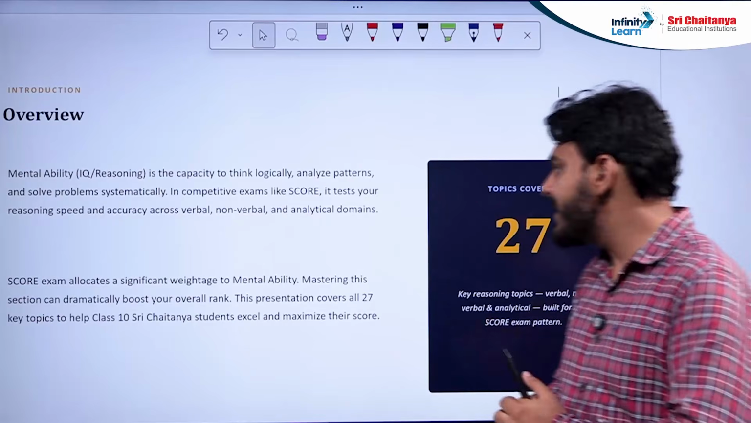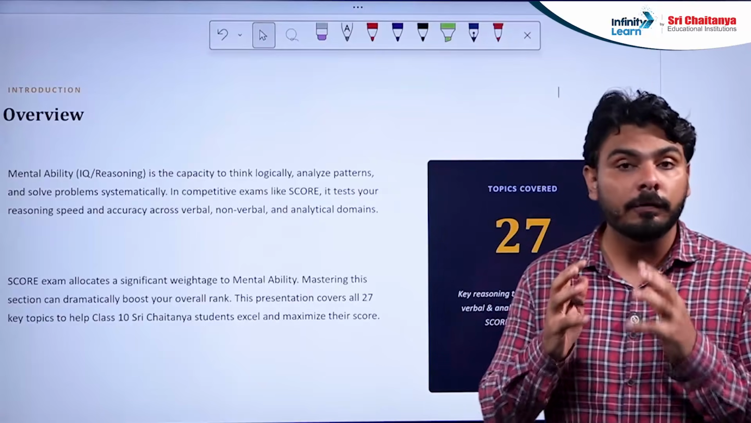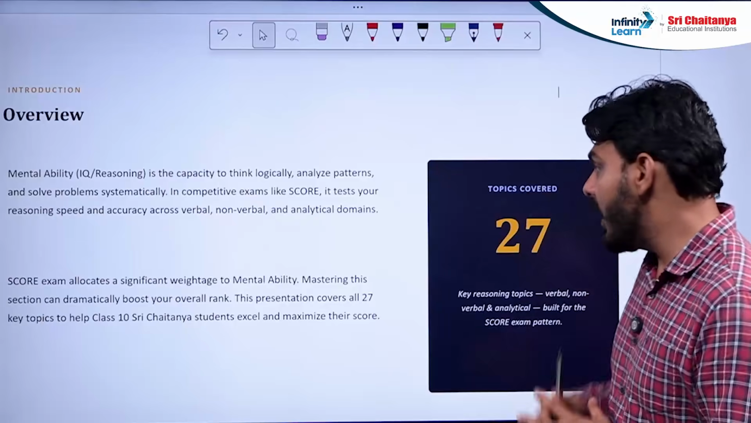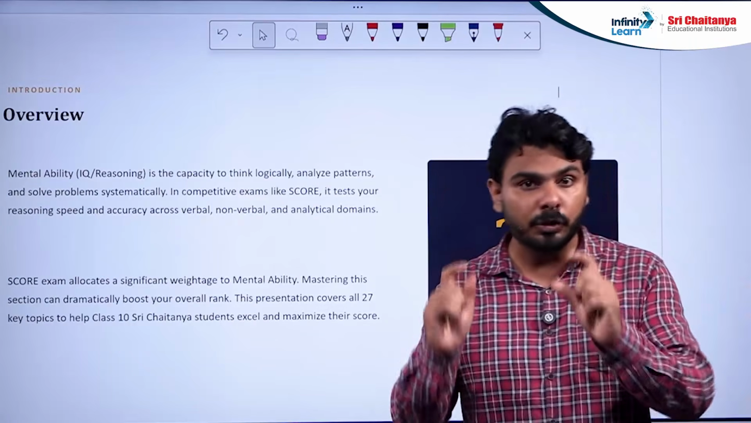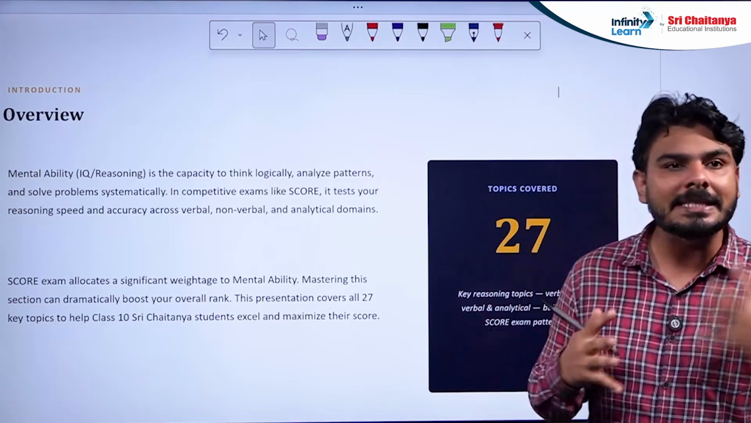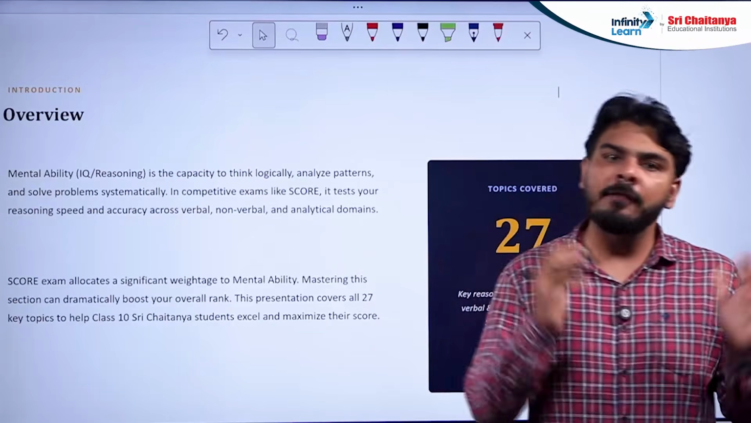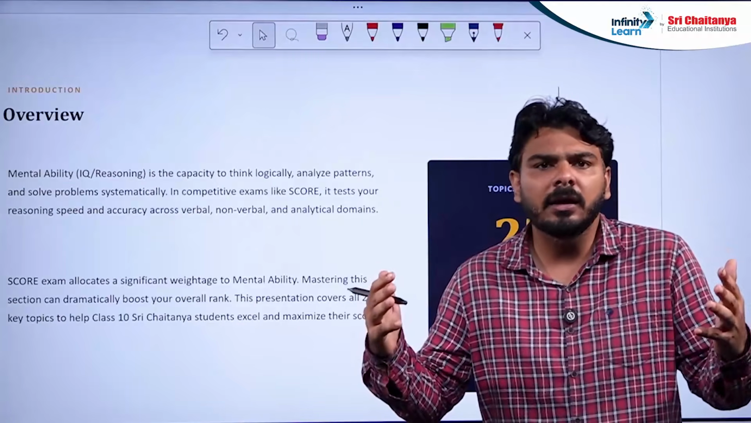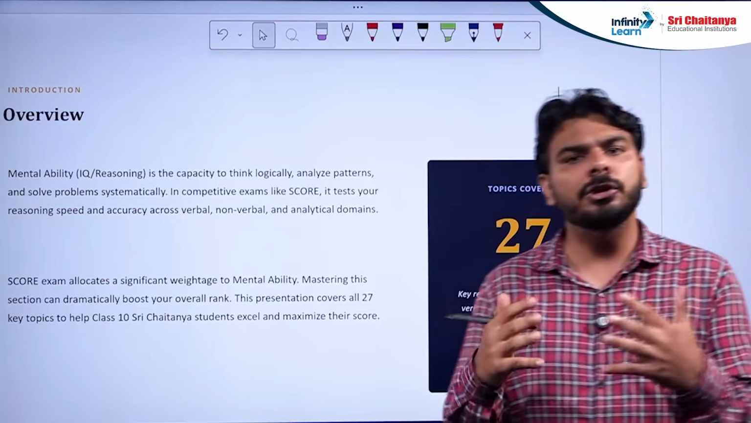The score exam allocates a significant weightage to mental ability. I think everyone knows that mental ability has a lot of marks or a lot of weightage in score. So mastering this section can dramatically boost your score. The portion which has a lot of weightage will give you a lot of marks. Maths and science portions students study everywhere, in their school also, but the IQ portion is not attempted or studied by a lot of students. So this portion is a new portion to a lot of students.